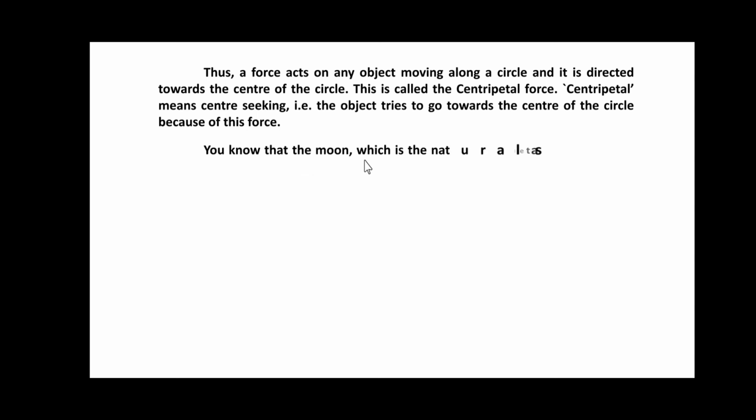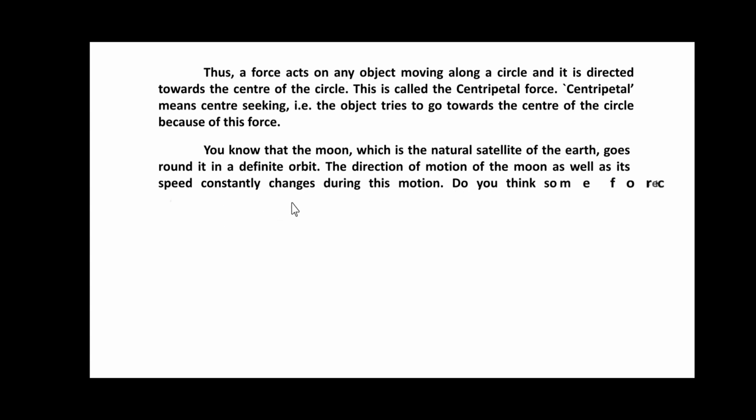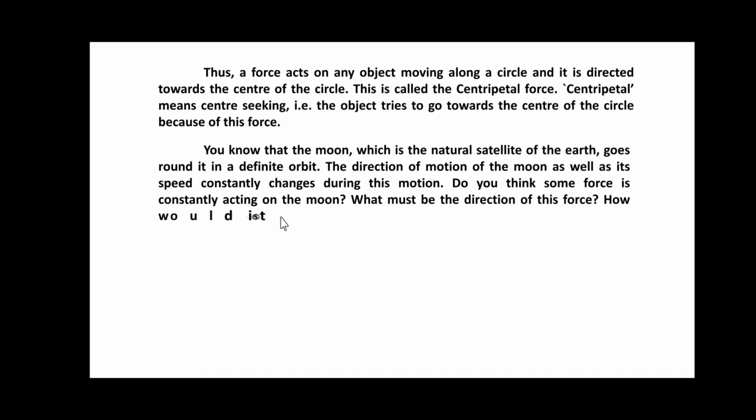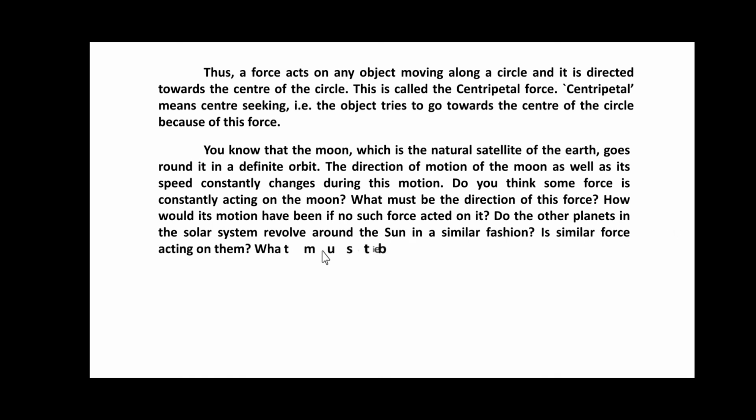You know that the moon, which is the natural satellite of the earth, goes around it in a definite orbit. The direction of motion of this moon as well as its speed constantly changes during this motion. Do you think some force is constantly acting on the moon? What must be the direction of the force? How would the moon's motion have been if no such force acted on it? Do the other planets in the solar system revolve around the sun in a similar fashion? Is a similar force acting on them? What must be its direction? Friends, very nice questions are these.